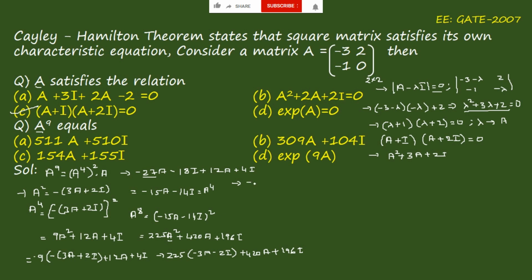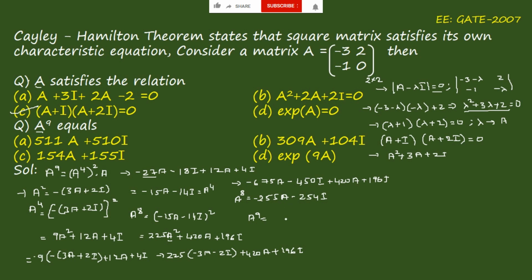So again, if you substitute it, you get the values as 225 into 3, it becomes minus 675A, minus 2 into 225, it becomes 450I, plus 420A plus 196I. So just subtract it, we get A power 8 is equal to minus 255A minus 254I.